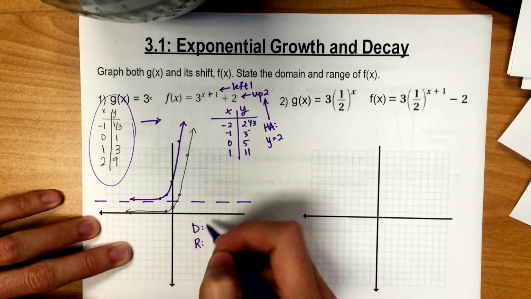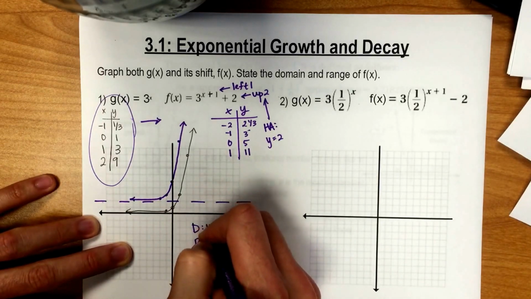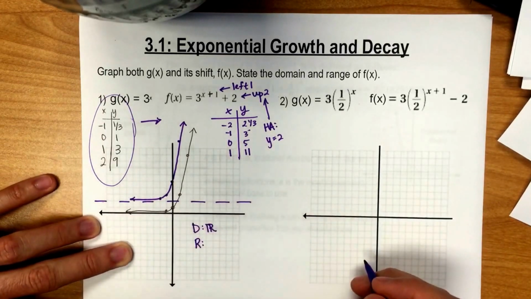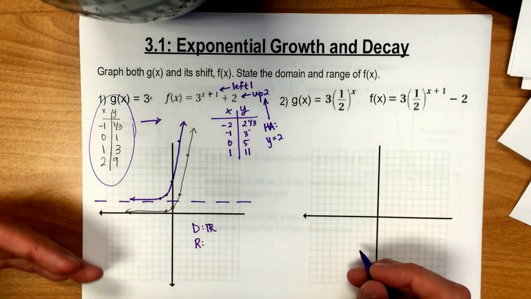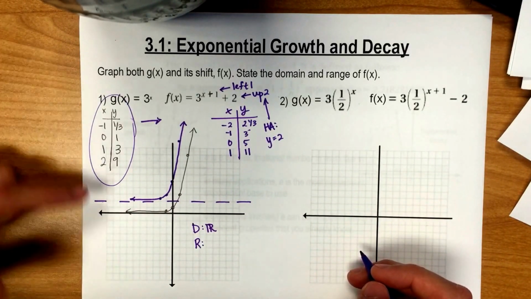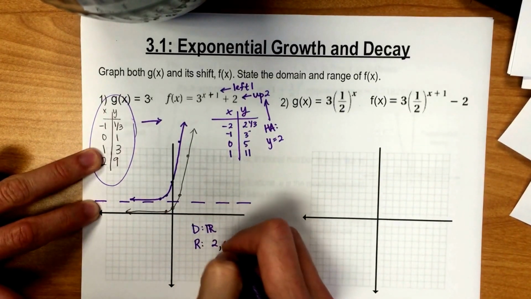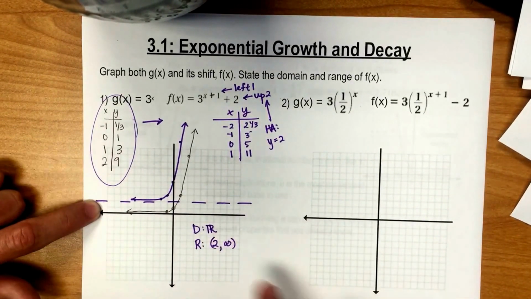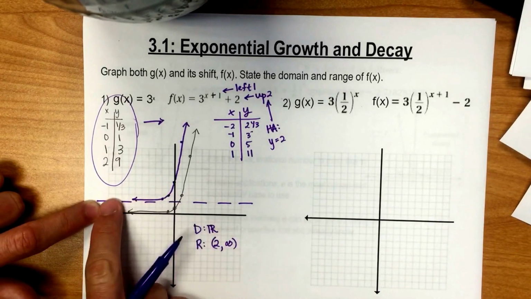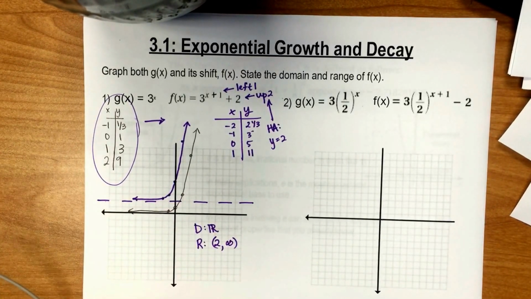So if I find the domain, remember any exponential function is all real numbers. And then my range is from horizontal asymptote and up. So my horizontal asymptote is at 2. So we're going to go from there to infinity. Not including the 2 because we're never going to cross that asymptote.